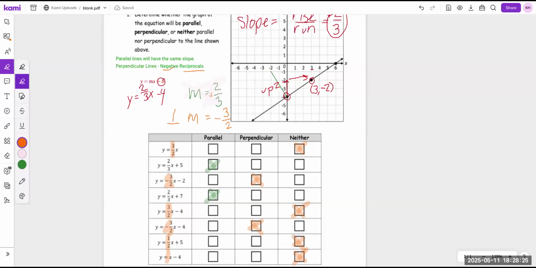So all in that one is find the equation, find the slope of that line, and then if it's the same, it's parallel. If it's the exact opposite, it is your negative reciprocal. It is perpendicular. Otherwise, it's neither.